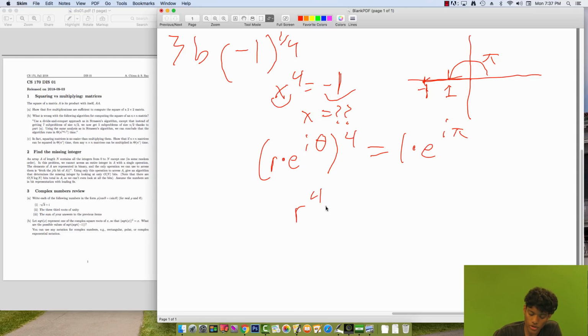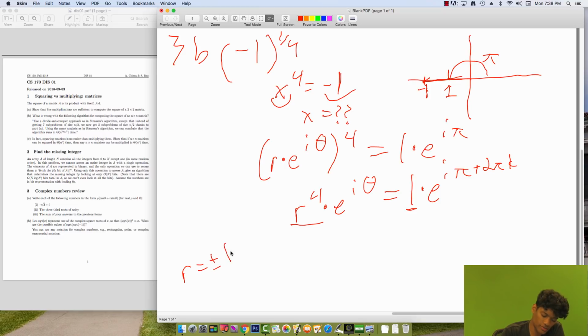So r to the 4th times e to the i times 4 theta equals 1 times e to the i pi. And remember again that even though this is an angle of pi, pi plus any multiple of 2 pi will be the same angle. So we really need to have plus 2 pi k, where k is an integer. Looking at this, we can see that r is a real number that when raised to the power of 4 is equal to 1. So we can say that r is going to be plus or minus 1.